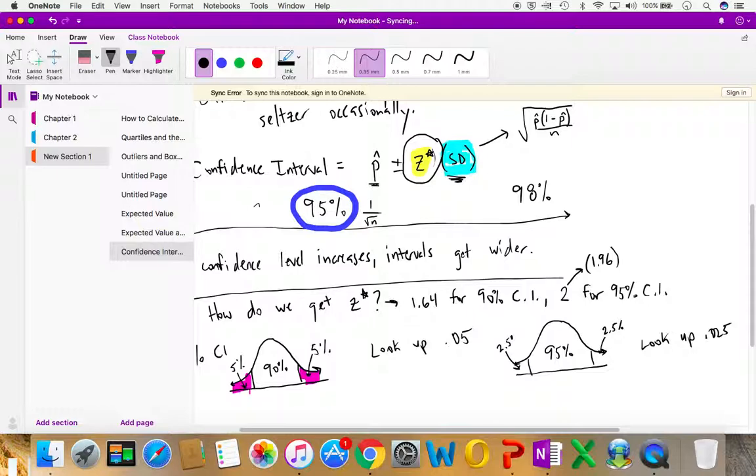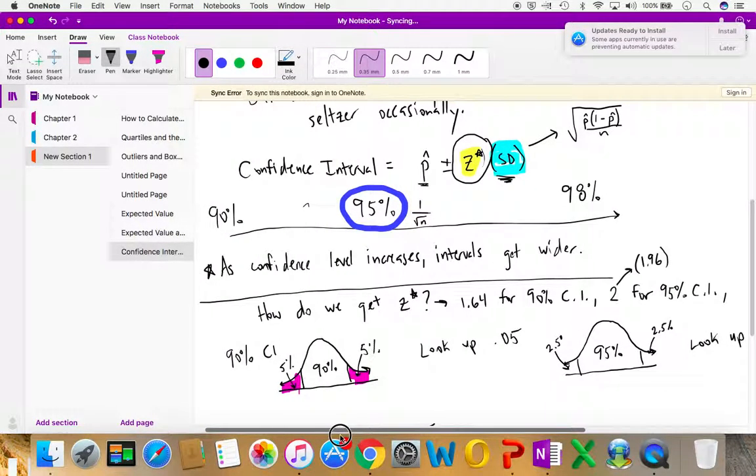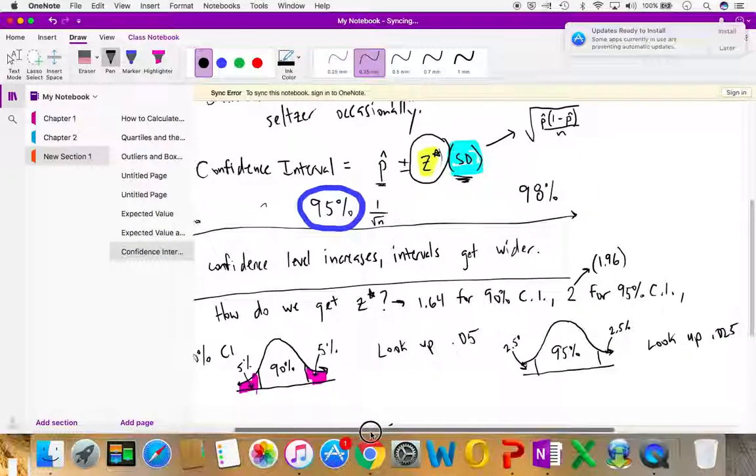Okay, let's do the last one. We use 1.64 for 90%. We use 2 for 95%. So 98% is going to be even bigger, right? And that goes in line with the statement that we just made, that as confidence level increases, intervals get wider.